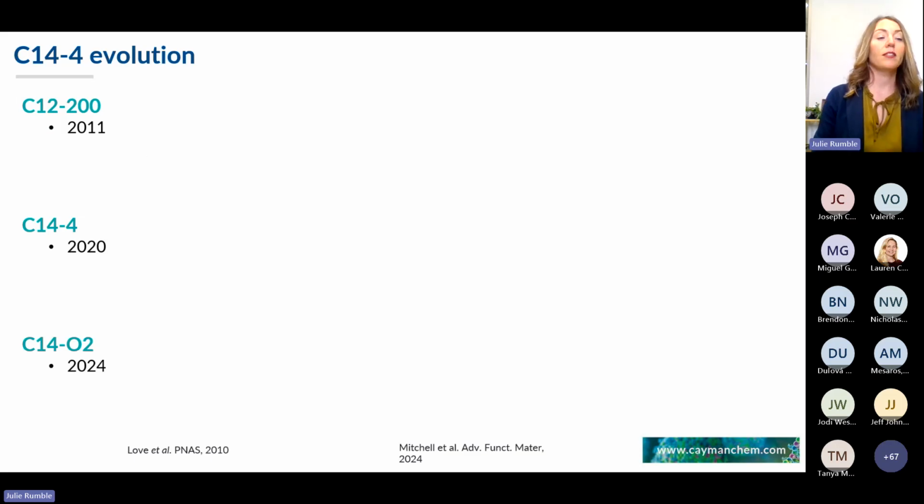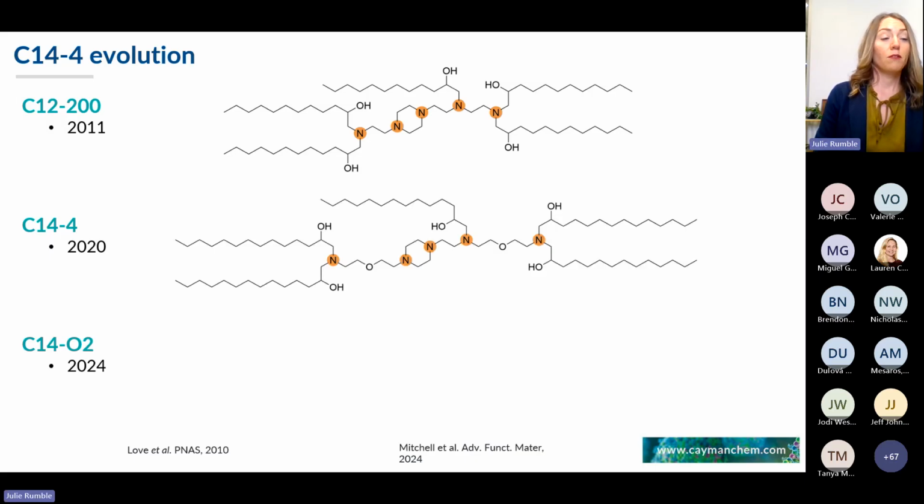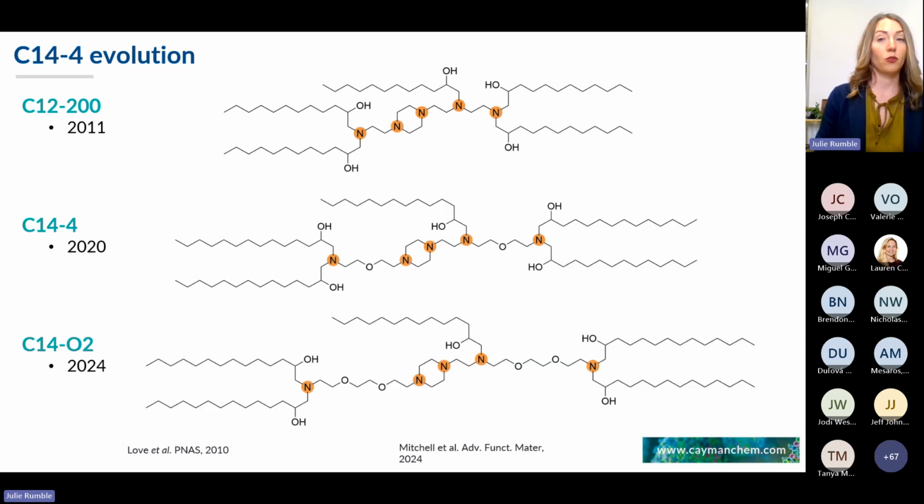I want to take a closer look at this class of ionizable lipids. C12-200 was one of the first frontrunners of this class. It was looked at very early on as this technology was being fine-tuned. It has been widely studied since. C14-4 was the next standout candidate of this lipid class due to its success at transfecting T cells. More recently, another lead ionizable structure, C14-O2, was published that showed having oxygen atoms in the core piece of the molecule can help target where the particles are delivered in the body.